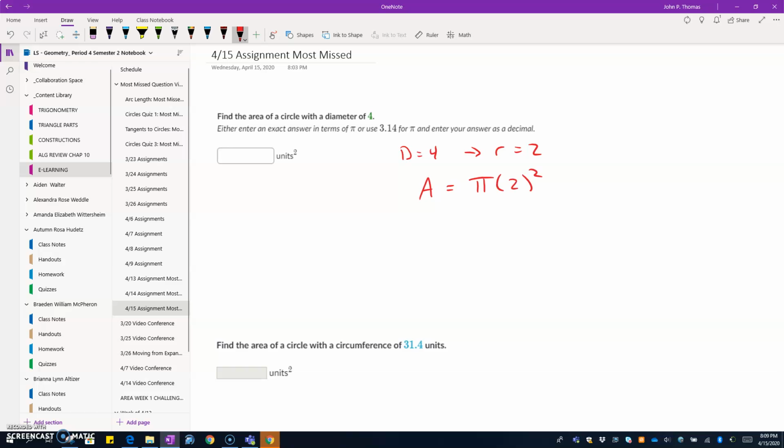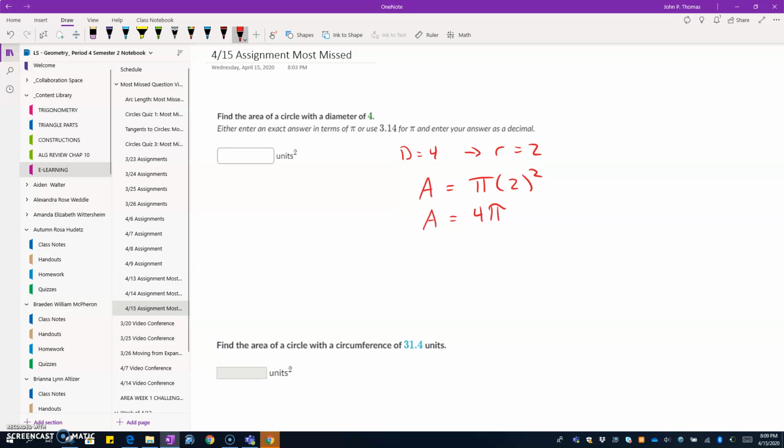Alright, and our r is 2, so we'll drop that in. So I've got 2 squared, which is 4, so I'll have 4 pi. Now that would be the ideal answer, to just put a 4 pi up in there. That is the exact answer, so that is one acceptable answer. The other answer that is acceptable is if you use the 3.14.